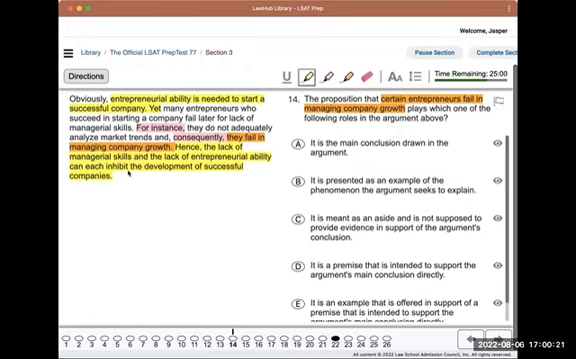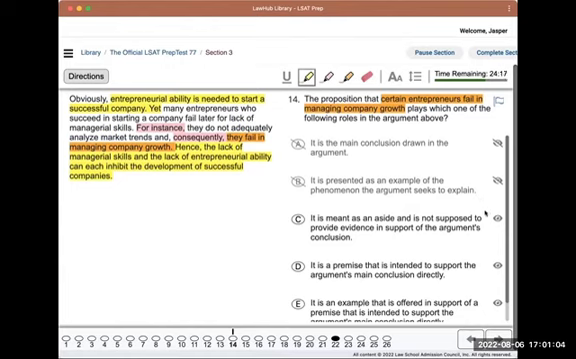All right, so is it the main conclusion? No, the main conclusion is this last sentence here. It is presented as an example of the phenomenon the argument seeks to explain, but not actually really seeking to explain the phenomenon of failing for a lack of managerial skills. They are just saying that's one of the ways that you can fail in developing a successful company. So the argument isn't directed at trying to explain this phenomenon. It is meant as an aside and not supposed to provide evidence.